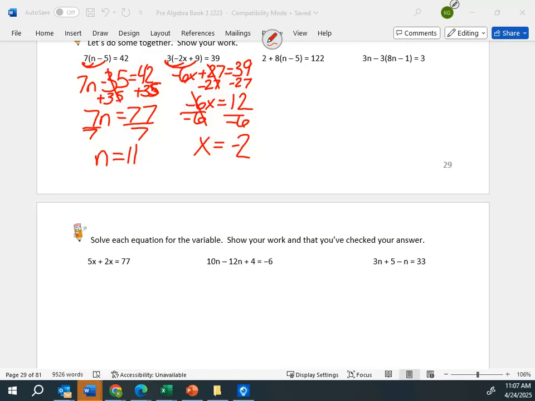What's my first step? 2 plus 8 parentheses n minus 5 equals 122. What's the first step that we do? Only one person knows the first step. Who is going to be brave? Michael. I multiply, the distributive property. Okay. What is 8 times n? 8n. What is 8 times minus 5?